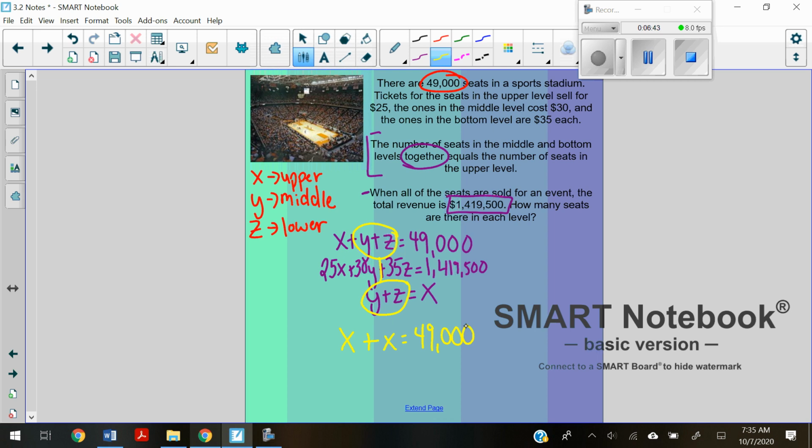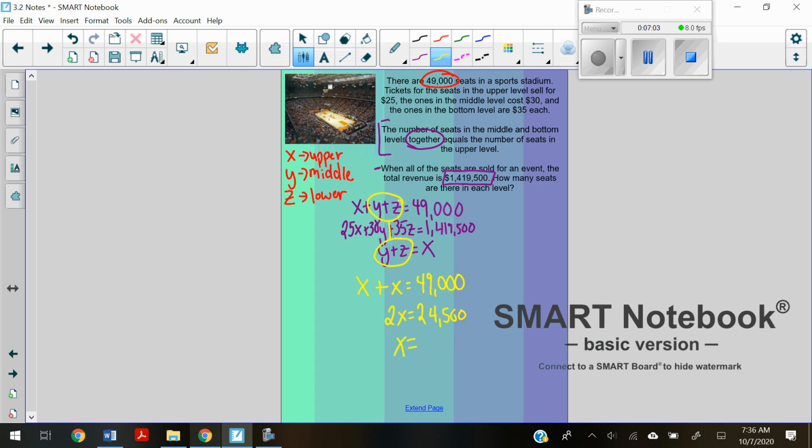All right, so that gives me 2X equals 24,500. So I'm going to divide both sides by 2, and I find X equals, oh, sorry, I jumped ahead one step. There we go. This should still be our 49,000. Divide both sides by 2. We find X is 24,500. All right. Sorry about that.